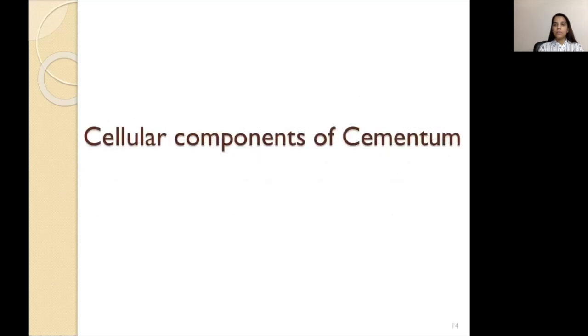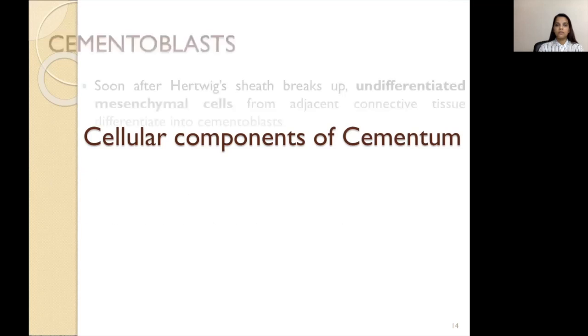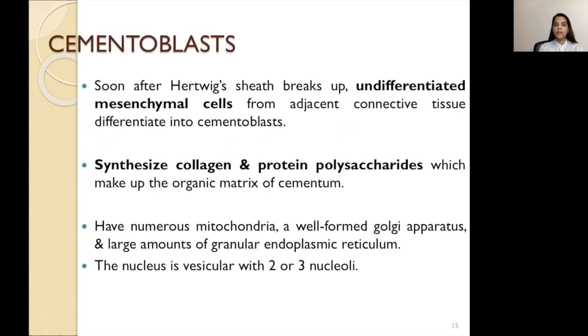Now the cellular components of cementum. The cementoblast, which is very important. Soon after Hertwig's sheath breaks up, undifferentiated mesenchymal cells from adjacent connective tissue differentiate into cementoblasts. They synthesize collagen and protein polysaccharides, which make up the organic matrix of cementum. The cementoblasts have numerous mitochondria, a well-developed Golgi apparatus, and a large amount of endoplasmic reticulum. They have a vesicular nucleus with 2 to 3 nucleoli.